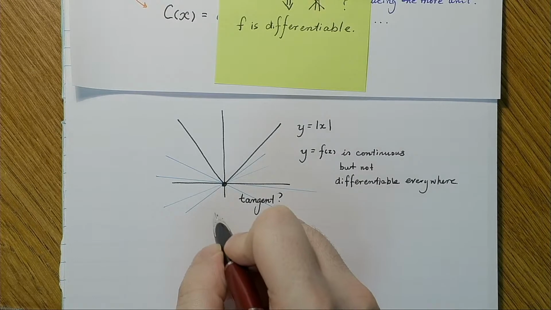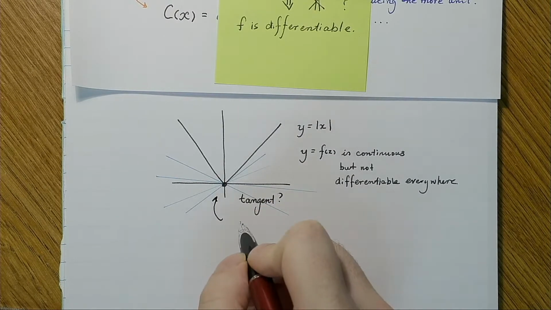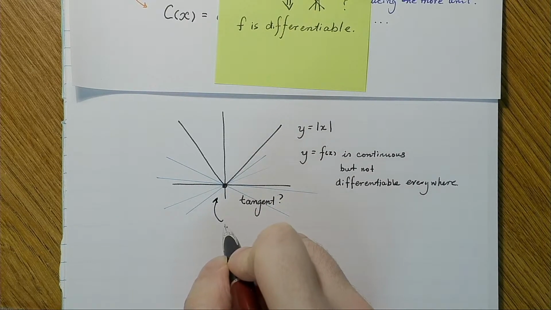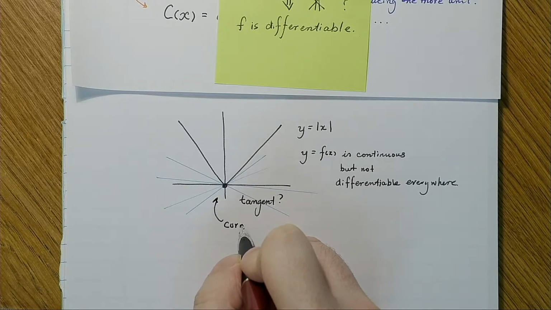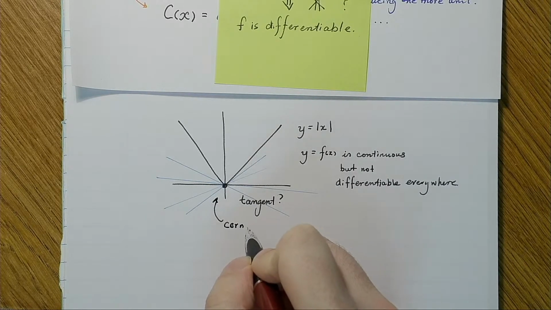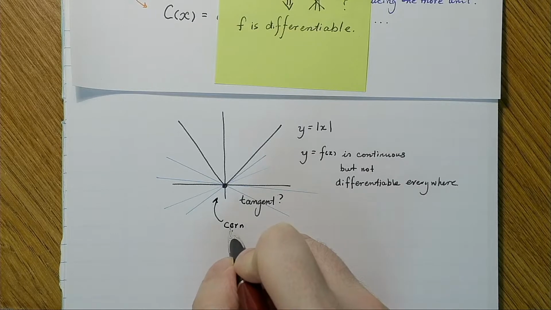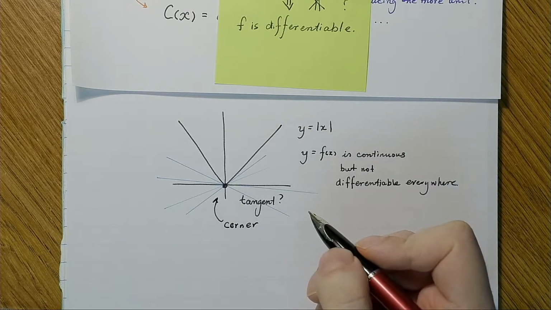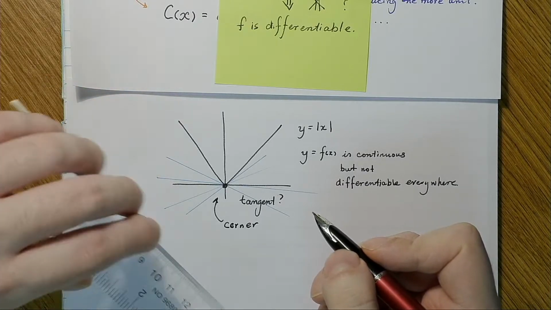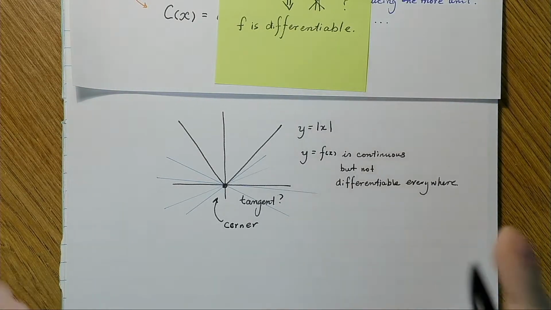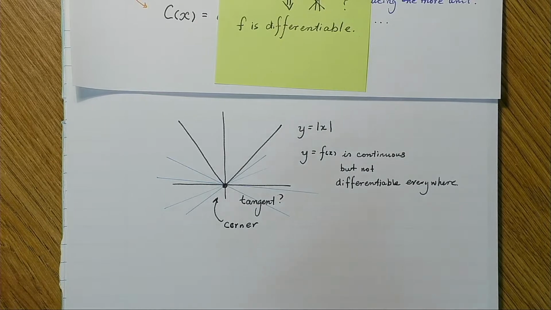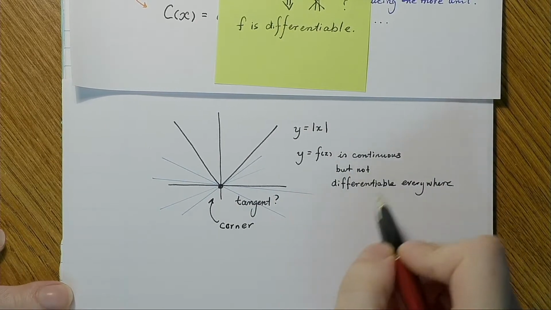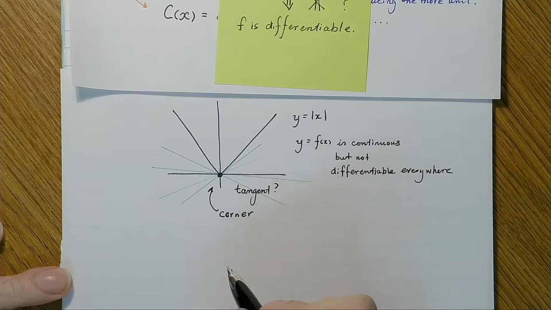And I believe in some high schools they would have called this a corner. Corner, C-O-R-N-E-R. It's a corner. So I can't draw a tangent. It just kind of flops everywhere. So I have a continuous function, but it's not differentiable everywhere.